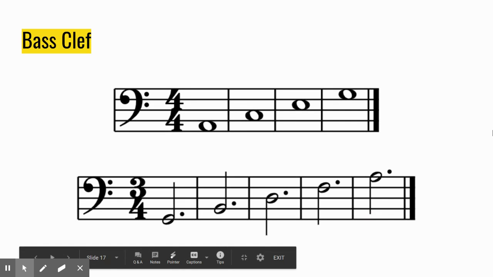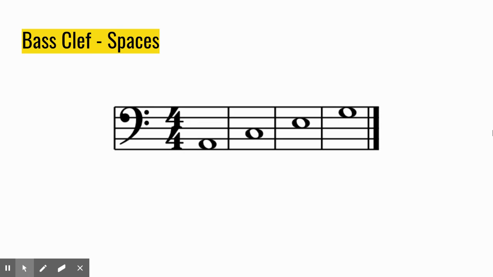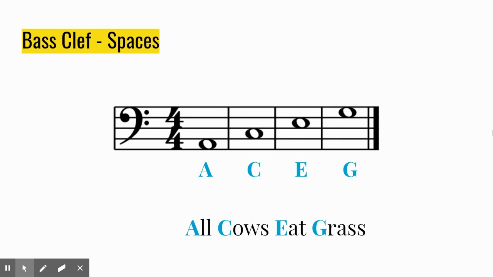To make memorization easier, we've grouped notes into spaces and lines. Notes on the spaces read A, C, E, G. In order to memorize this order, we're going to come up with phrases that have words that start with these letters. Our phrase for spaces is going to be "all cows eat grass." I've heard other phrases like "all cars eat gas" and "all cowboys eat grits," whatever helps you remember the order.